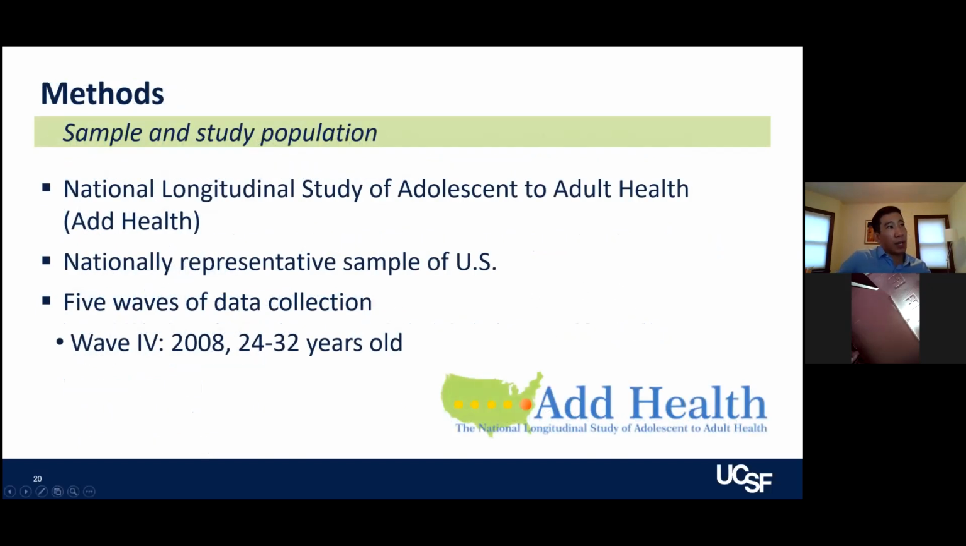And so we used a national sample of the US of about 20,000 teenagers who've been followed into young adulthood. This is a cohort study, so there have been 5 waves of data collection, but we used the 4th wave, which was 24 to 32 years old. So again, a little bit on the older end of young adulthood, but that was the only time period when they asked about food insecurity.